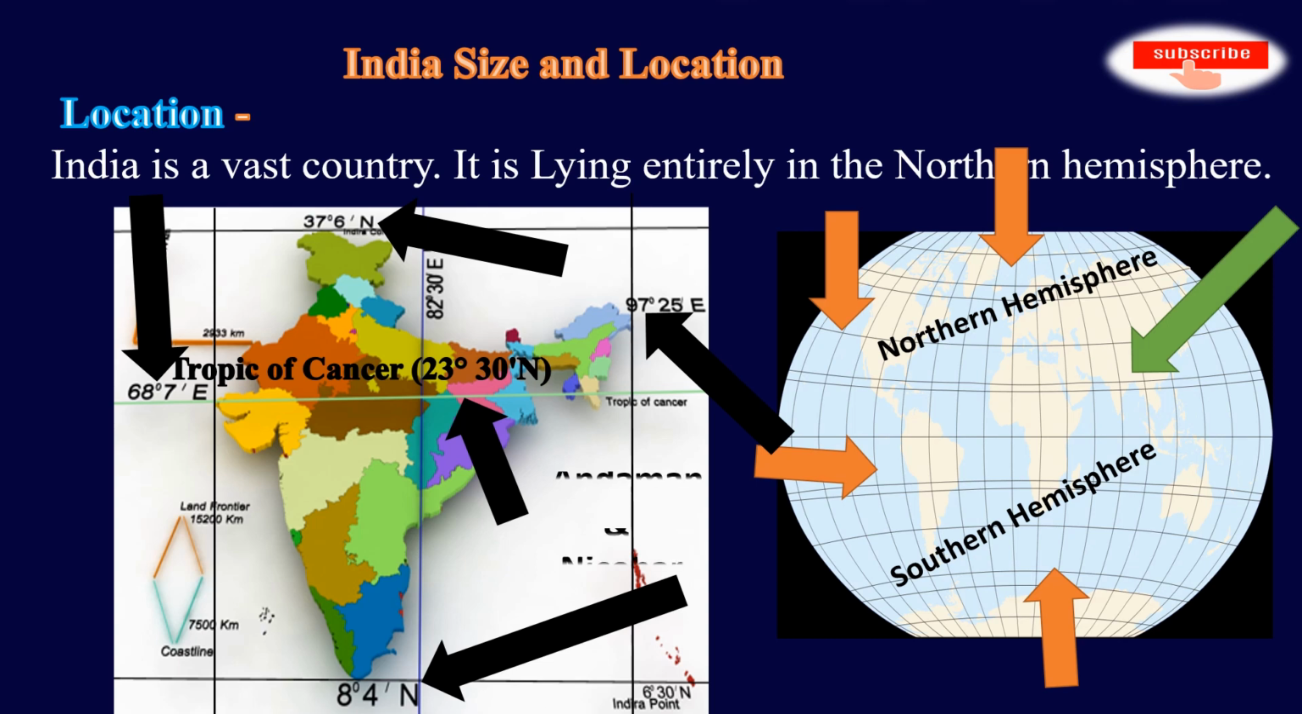And the group of islands, the Andaman and Nicobar, lie in the southeast part of India, and the Lakshadweep Islands lie in the southwest part of India. And the Indira Point is the southernmost point of India.